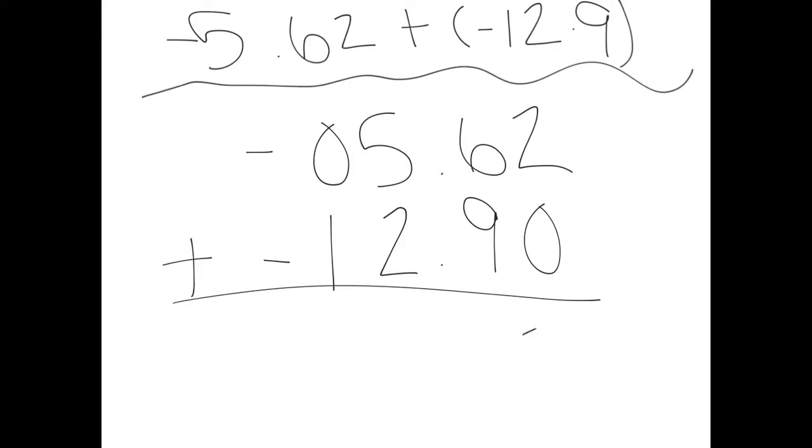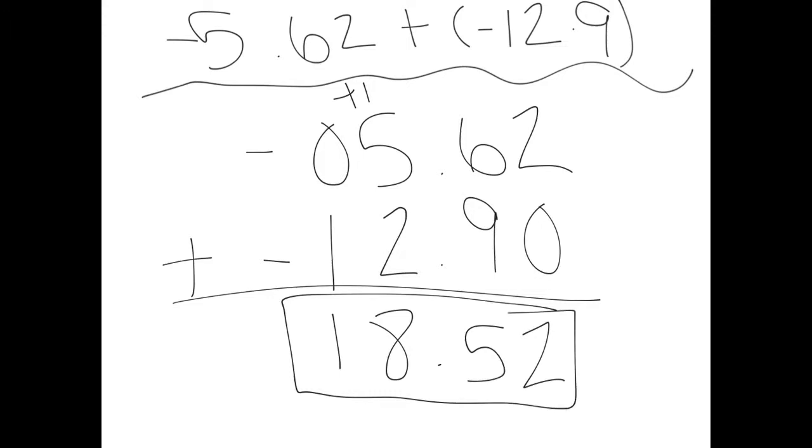2 plus 0 is 2, 6 plus 9 is 15, 5 plus 2 is 7, plus 1 is 8, and then 1 plus 0 is 1. So I get the answer of 18.52.